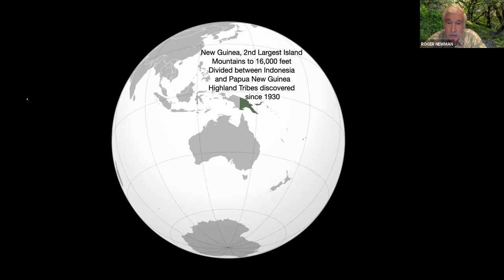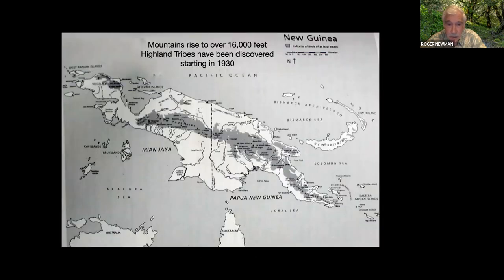The highland tribes there were discovered starting in the 1930s. What you see in the dark band down the middle are the mountains. Outsiders were totally unaware that there were Native people living up there until the 1930s. It was a gold rush thing. Gold prospectors went up there and found them. And that's the subject of a really interesting film called First Contact, if you ever want to watch a really cool film.